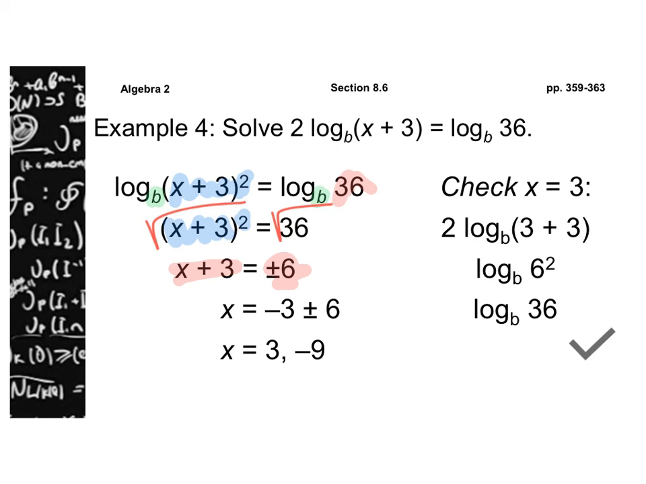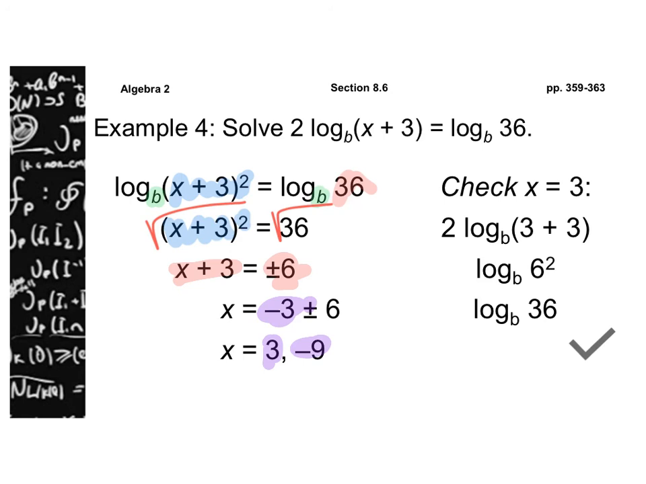All right, now I've got to move the 3, so I subtract 3. Okay, so here's my negative 3 plus and minus 6. So negative 3 plus 6 is 3. Negative 3 minus 6 gives me negative 9. So I've got to check these two answers.